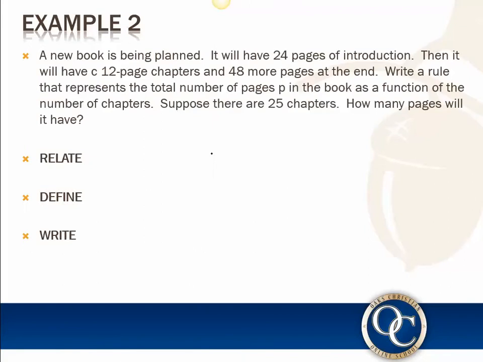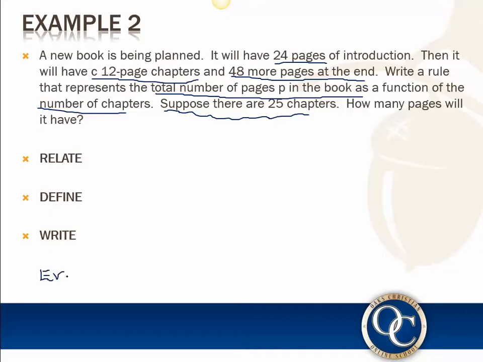Well, let's try another example. A new book is being planned. It will have 24 pages of introduction. Then it will have C 12-page chapters and 48 more pages at the end. Write a rule that represents the total number of pages P in the book as a function of the number of chapters. And then it says, suppose there are 25 chapters. How many pages will it have? So we have an extra step that we need to do, which is evaluate.